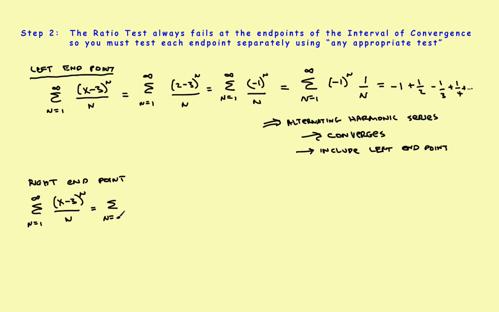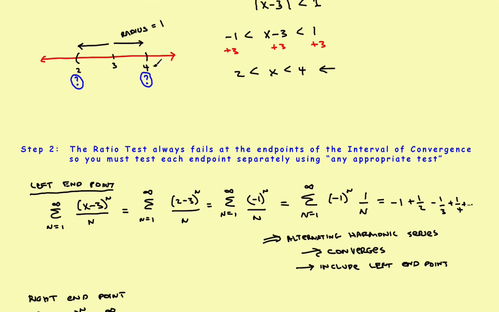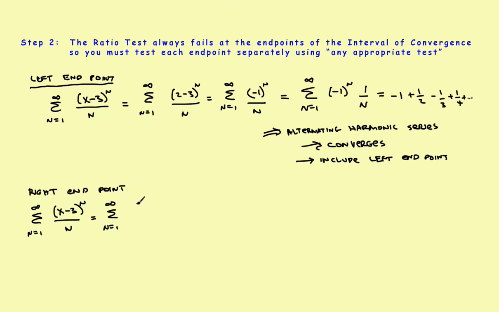That's going to give you the summation from n equals 1 to infinity. And in place of the x, this time, put the right endpoint, which was a 4. So in the first one you plugged in a 2, this time you're going to plug in a 4. So this is going to be (4 minus 3) to the n power divided by n, which is going to give you this summation, n equals 1 to infinity. 4 minus 3 would be 1 to the n power, divided by n. And now, 1 to any power is just 1, so that's going to turn into this summation from n equals 1 to infinity of 1 over n.